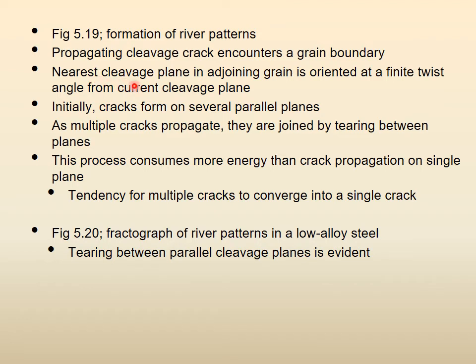Nearest cleavage plane in the adjoining grain, the grain which is just next to it, is oriented at a finite twist angle. So when this happens, that you are traveling on one slip plane and now you have to change direction to the other twist plane, then it is called a twist. And if you remember from your earlier basic material science, where you were studying at the microscopic level the defects and the flaws, so you see you had twist, right, as one type of defect and problem.